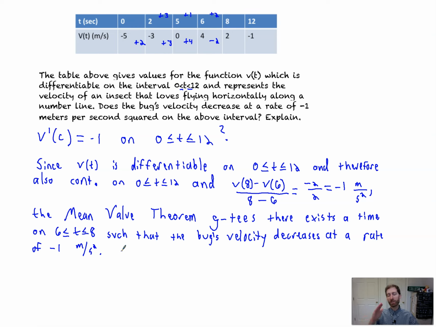Done. There are other ways that these questions can be asked with slight alterations. Like they could say, is there a place such that v prime of c equals -1? And you'd say, well, yeah, by the mean value theorem, there is such a place where v prime of c equals -1. So maybe you don't have this whole bug context. Bottom line is, this is a really good boilerplate way of answering it. I love these kinds of existence problems.